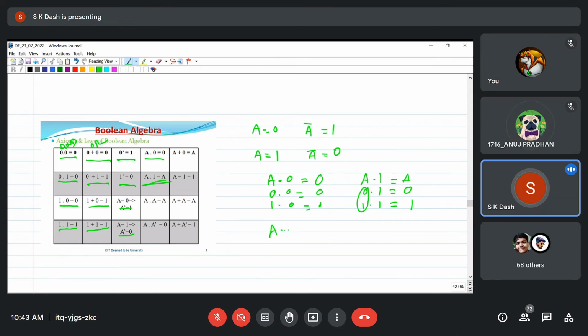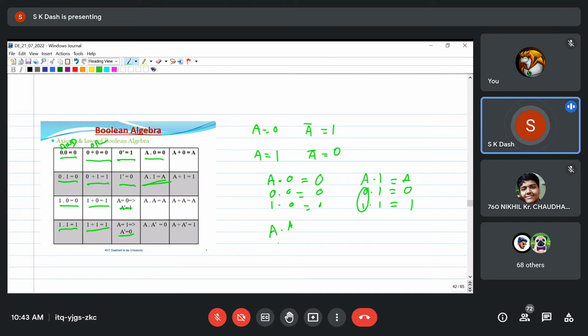What will be A dot A? Again, only two possibilities. Either it can be 0.0 or it can be 1.1. So this will be 0 or this will be 1. That means A dot A is the same as A. For A dot A bar, this will be 0.1 or 1.0. Each time the output will be 0 only. So A dot A bar is 0.